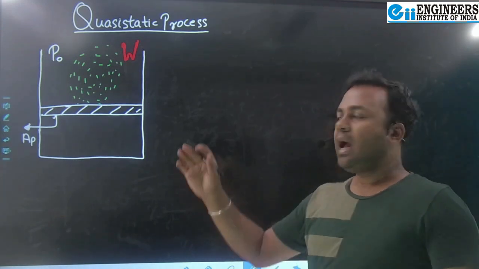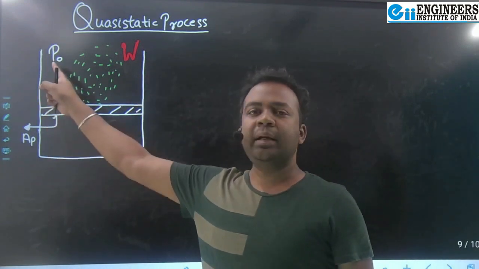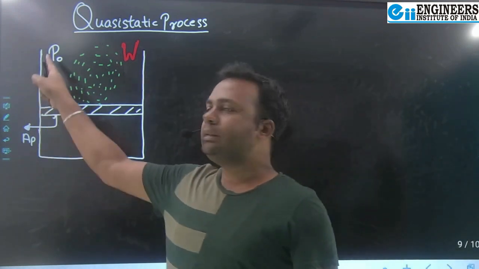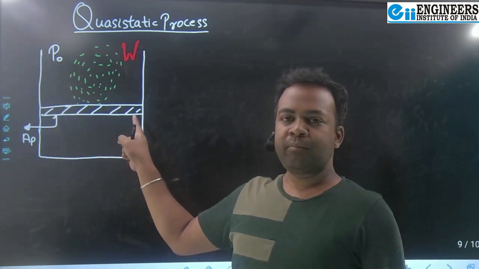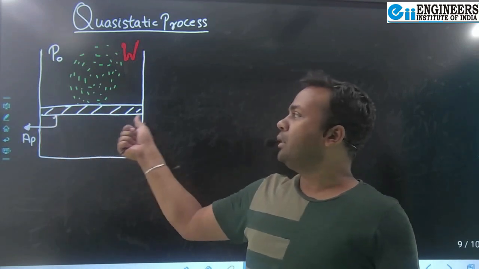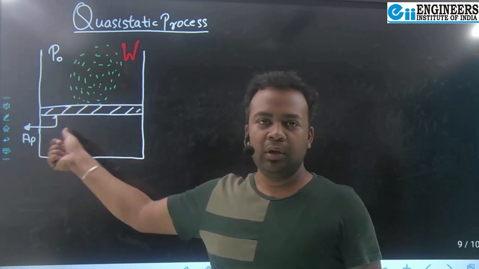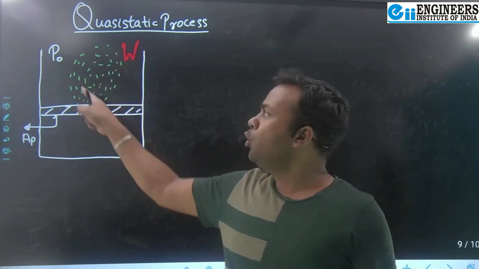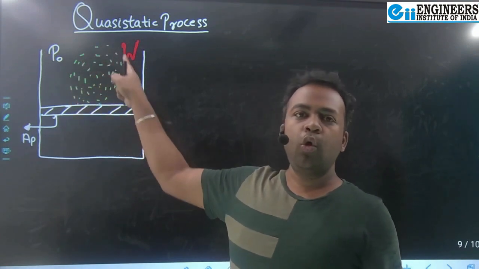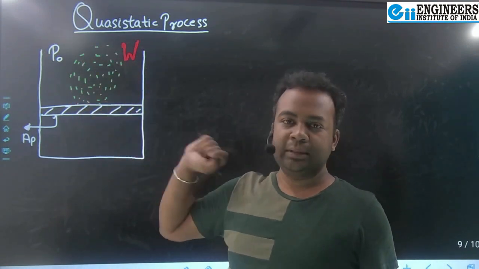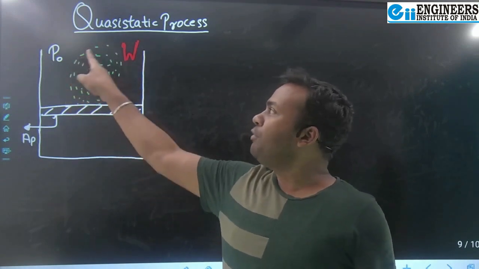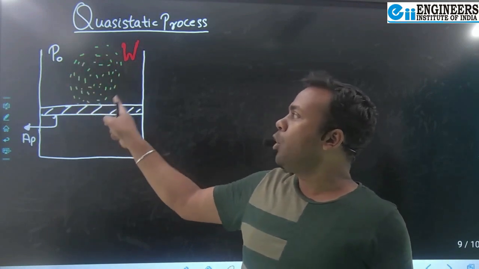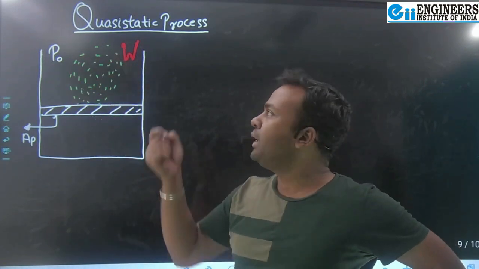So here you can see I have drawn a very popular arrangement, that is piston cylinder arrangement, right? As you can see, these are the cylinder walls and this is the piston. And we are assuming this piston to be massless as of now. And above this piston, there is some load, a distributed load, as you can see here with these green dots, whose total weight is equal to W. If you add the small weights, it will be equal to the total weight W.